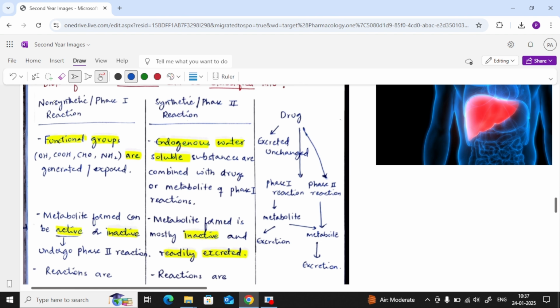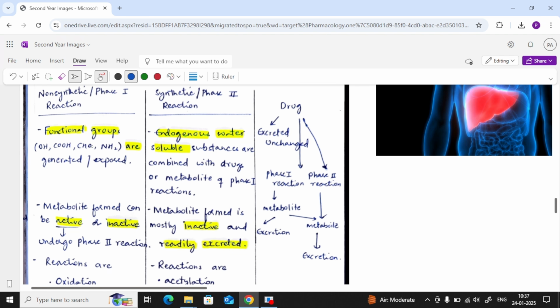As you can understand from the terms non-synthetic and synthetic, non-synthetic gives the feeling that they are not being so useful. They are not giving us something useful. Synthetic is giving something useful. So actually that is the meaning.